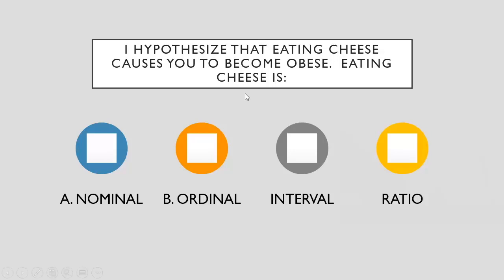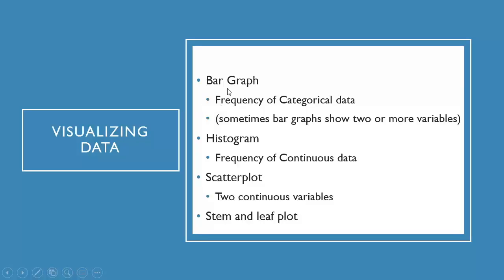Okay, we need to move forward. We talked about bar graphs. With bar graphs, we measure the frequency of one categorical variable. That's a bar graph. With a histogram, we're charting one continuous variable. We need to talk about a scatter plot.